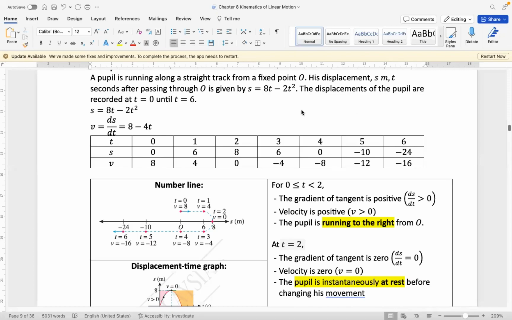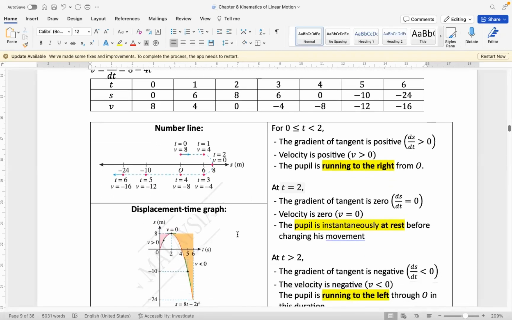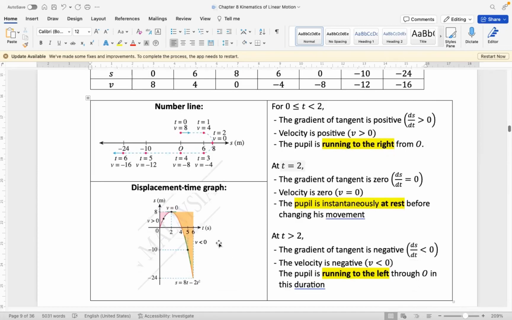Next, we also can draw a displacement-time graph based on the values here. First of all, let's check the equation, s equals 8t minus 2t squared. From here, we notice that this is a quadratic equation with a equals -2. That means a is less than 0. That means when you want to draw a displacement-time graph, you need to draw an N-shaped parabola.